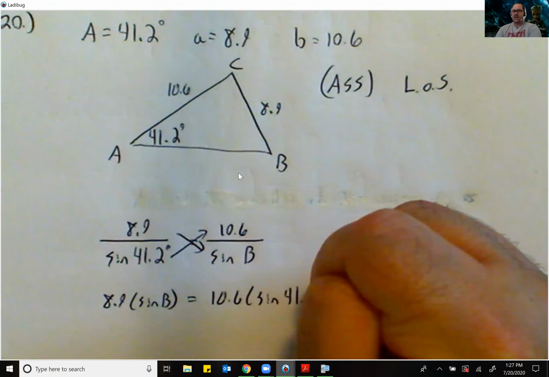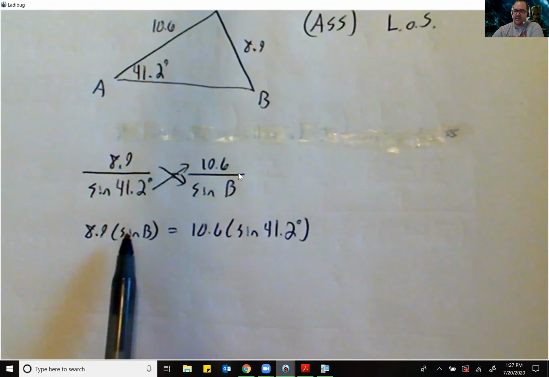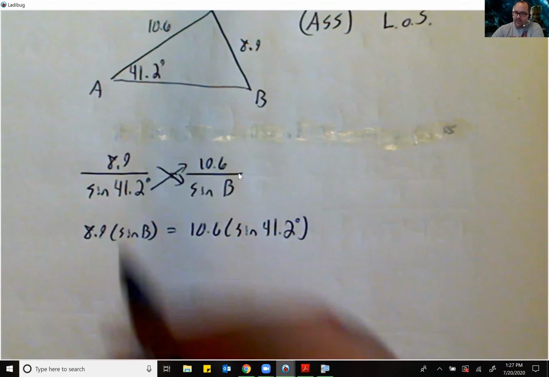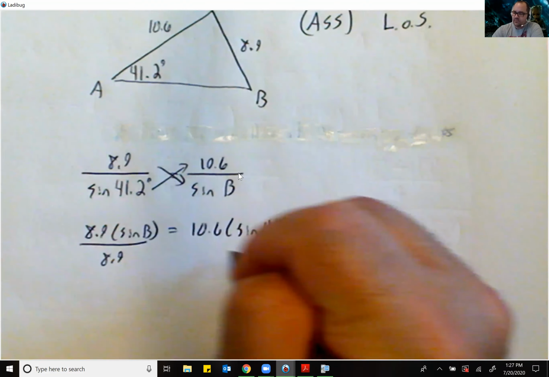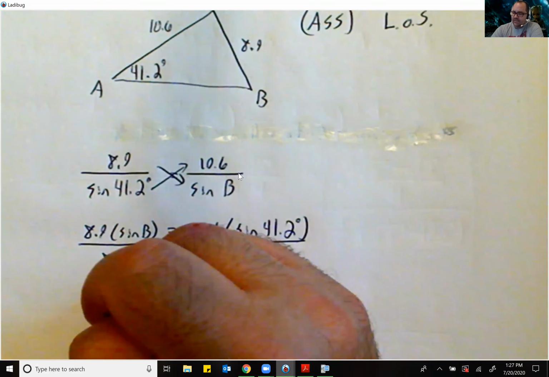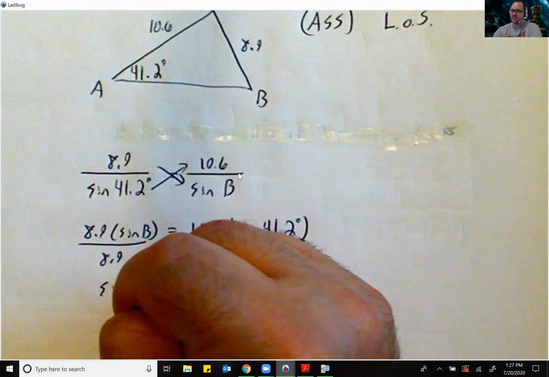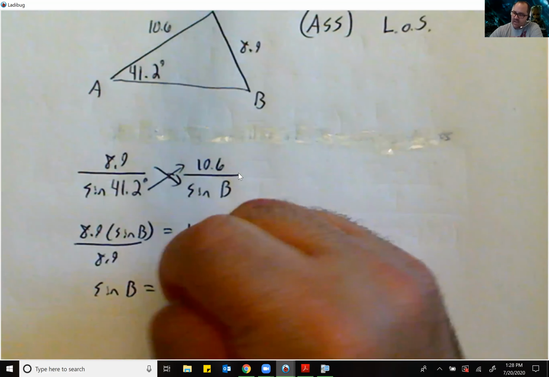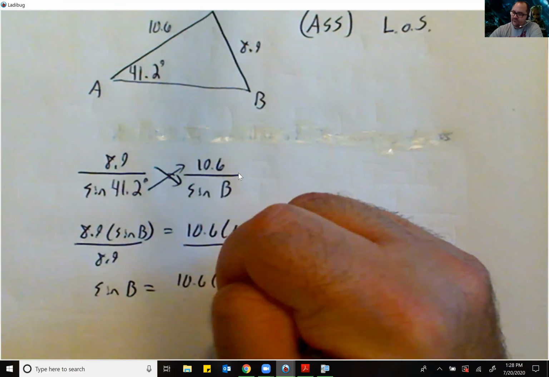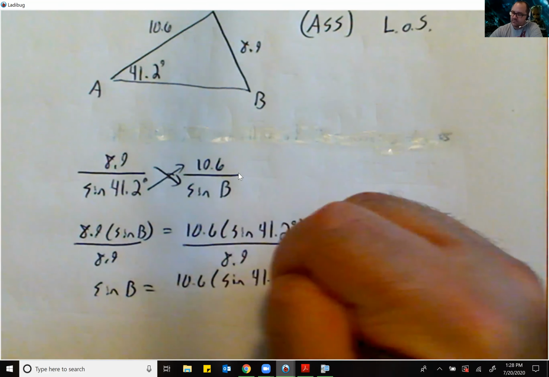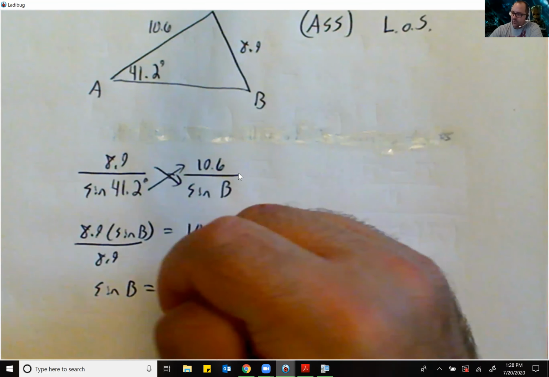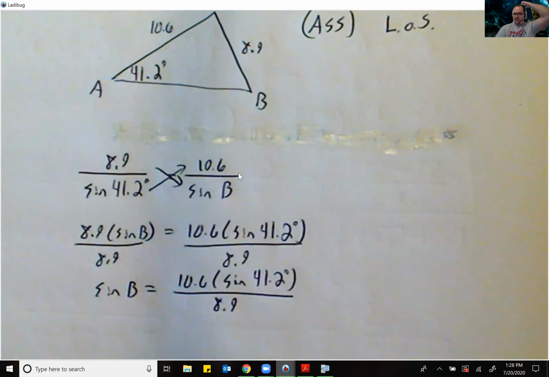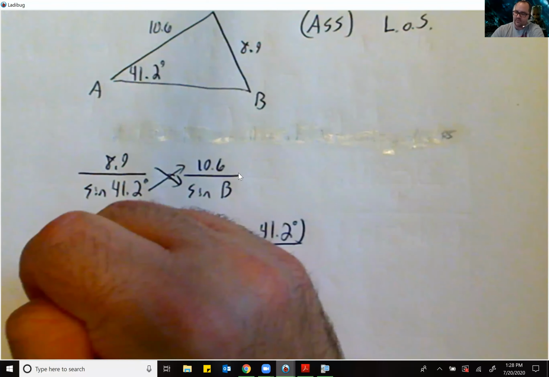All right. And then now let's get sine B by itself. So divide by 8.9. So sine B equals 10.6 times sine 41.2 degrees divided by 8.9. So how do I figure out what angle B is? Sine inverse. Yay, you guys are so good.